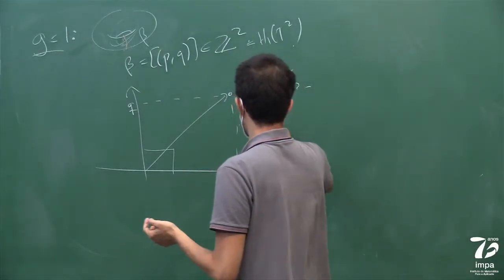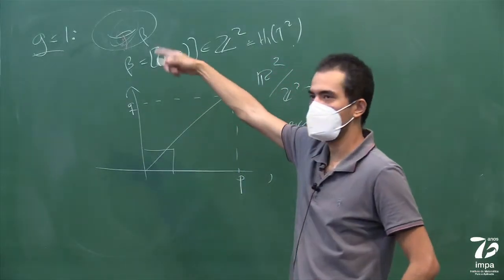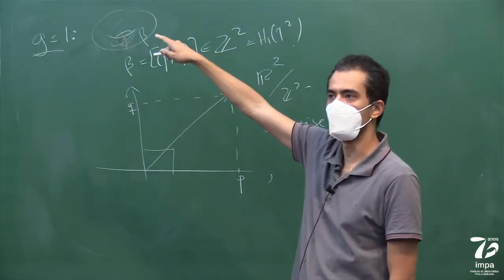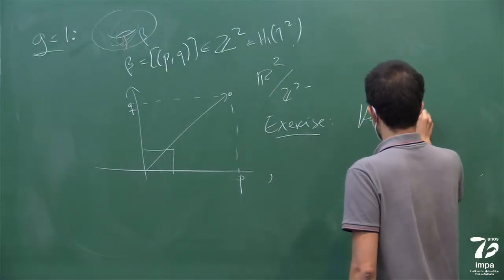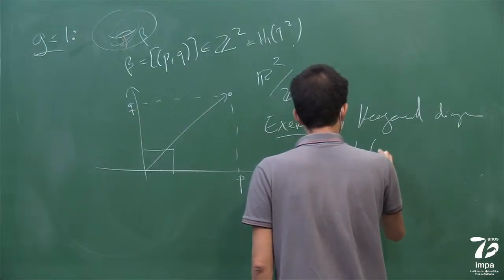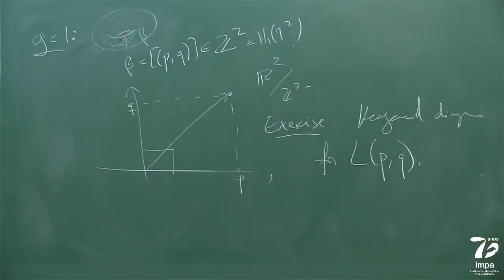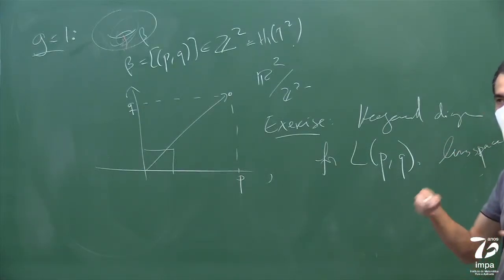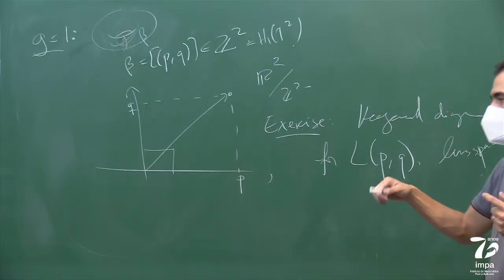And it's an exercise to see that this is a Heegaard diagram for the lens space L(p,q). So this is a lens space. It's just the quotient of S3 by some action of Z_p.